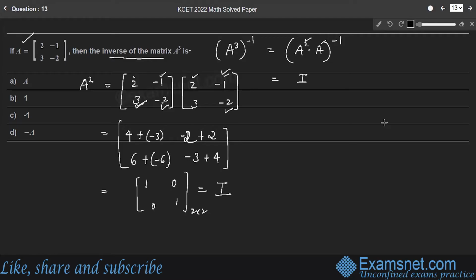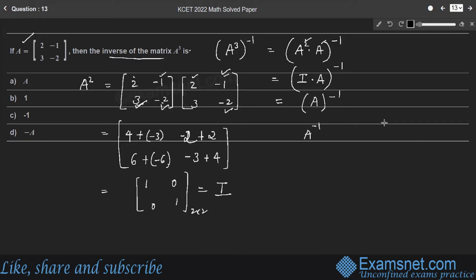We'll write I in place of A square, into A raised to minus 1. When a matrix is multiplied by an identity matrix, the product is always the original matrix. So I into A is always A. So the inverse of matrix A cube is the inverse of A. We'll find the inverse of A now.